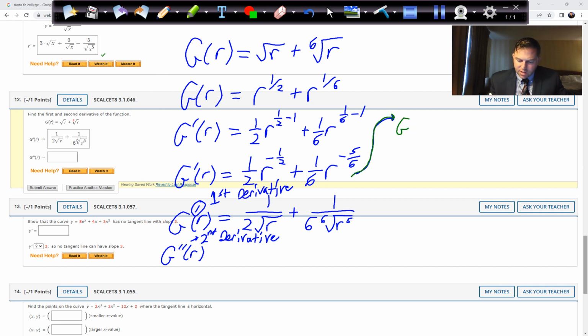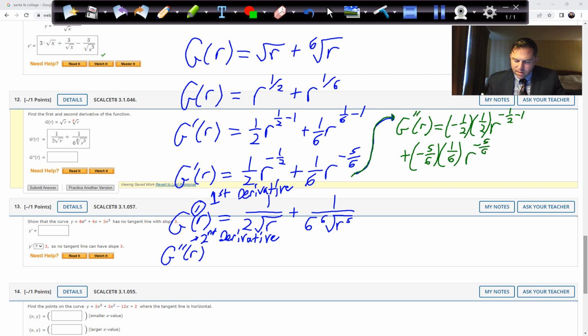We're going to find g double prime of r. And it actually is useful to start from the unsimplified version, where it's still the negative fractional powers. So now we have minus 1/2 times 1/2 r to the minus 1/2 minus 1. Then we have, I'm going to run out of room here. Let me write it over here. Plus, this negative 5/6 will come down, multiply into the 1/6, and then it becomes r to the minus 5/6 minus 1.